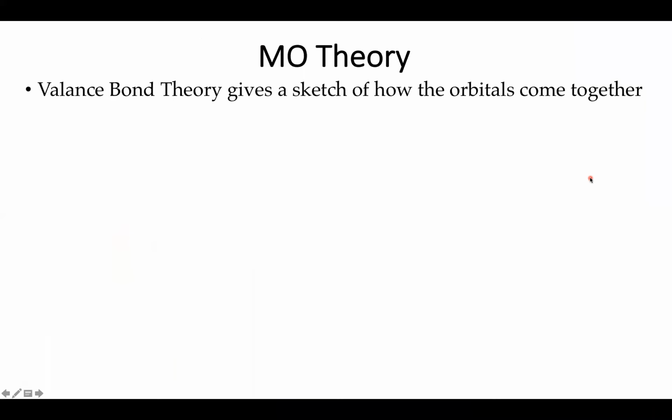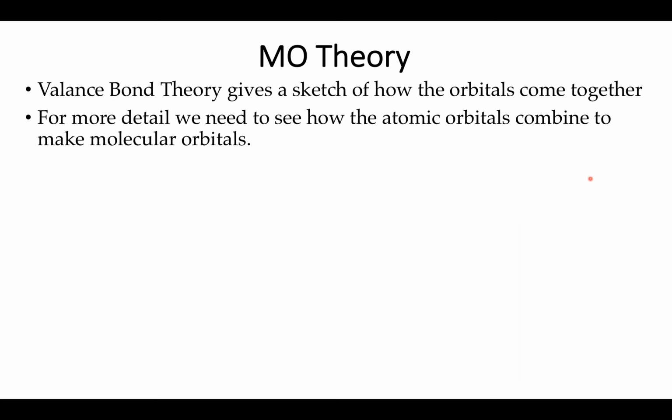So valence bond theory is really good as it gives us a sketch of how our orbitals come together. However, it doesn't really quite show how all of the atomic orbitals can combine to make a full molecule. It tends to be looking at an individual bond at a time. So if we want a really good view of how two atoms can make a simple molecule, for that, we're really going to need to be looking at our molecular orbitals, bringing in some of the missing parts of this story.